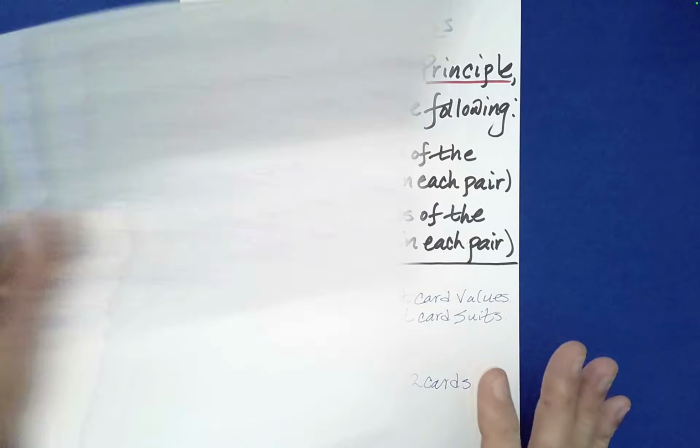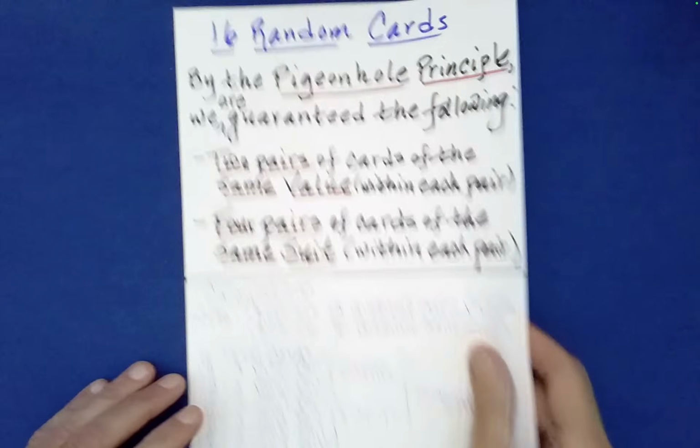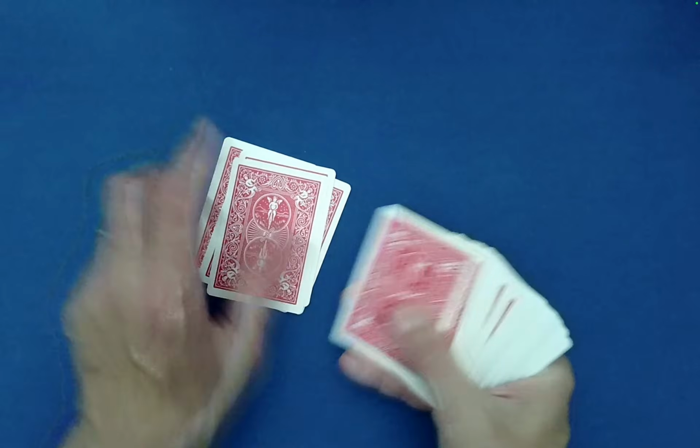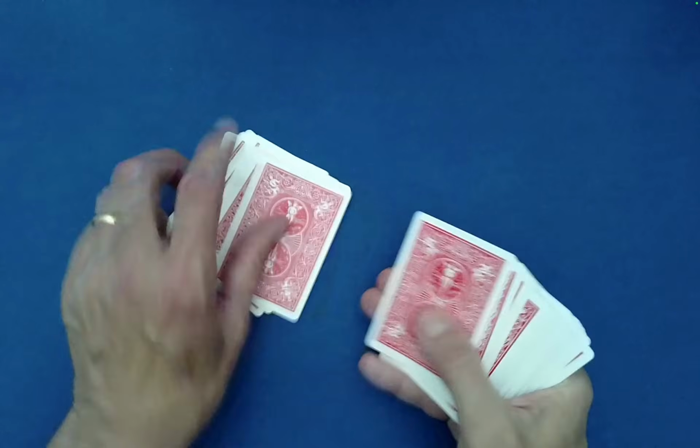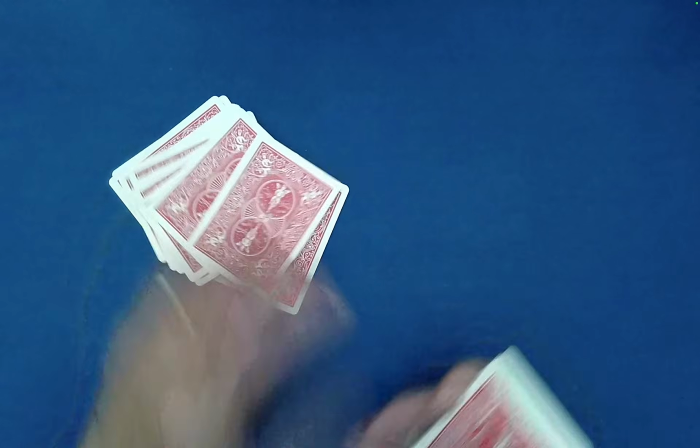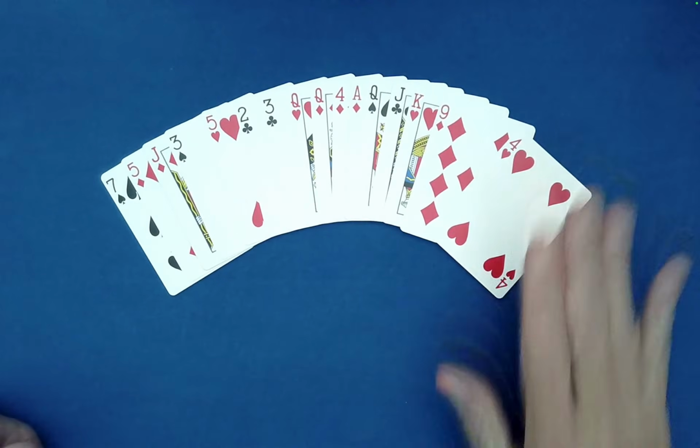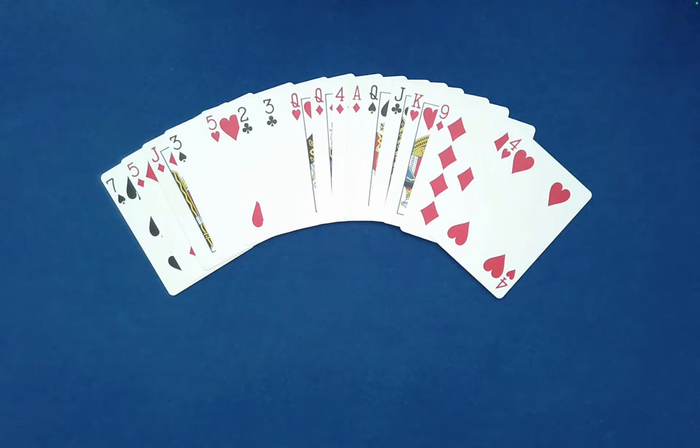Okay, so that's the important thing. The thing to do is, you're given 16 random cards. So 1, 2, 3, 4, 5, 6, 12, 13, 14, 15, 16. Let me just show you what I did, or what you can do is you just look at the cards, look for matching card values first.